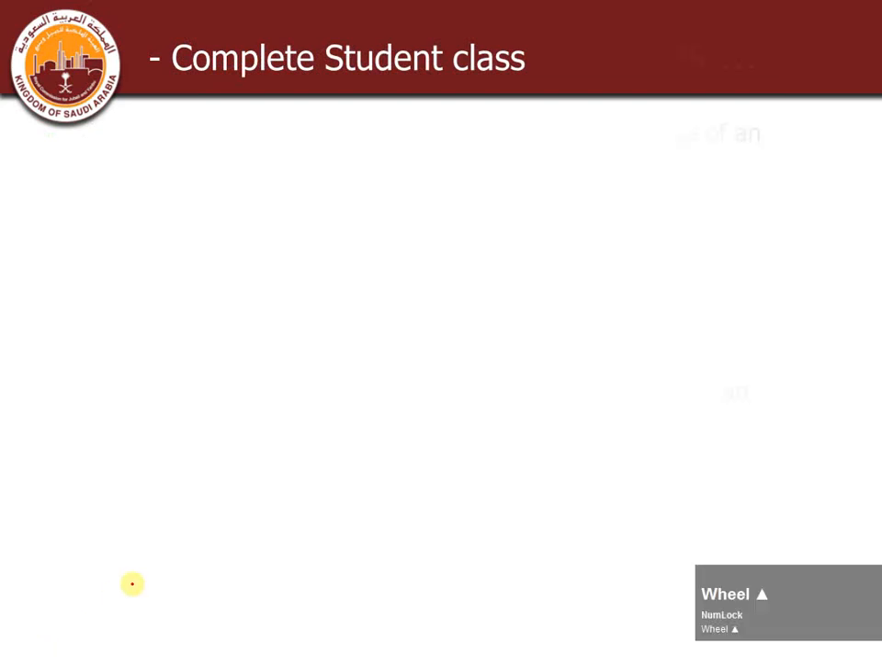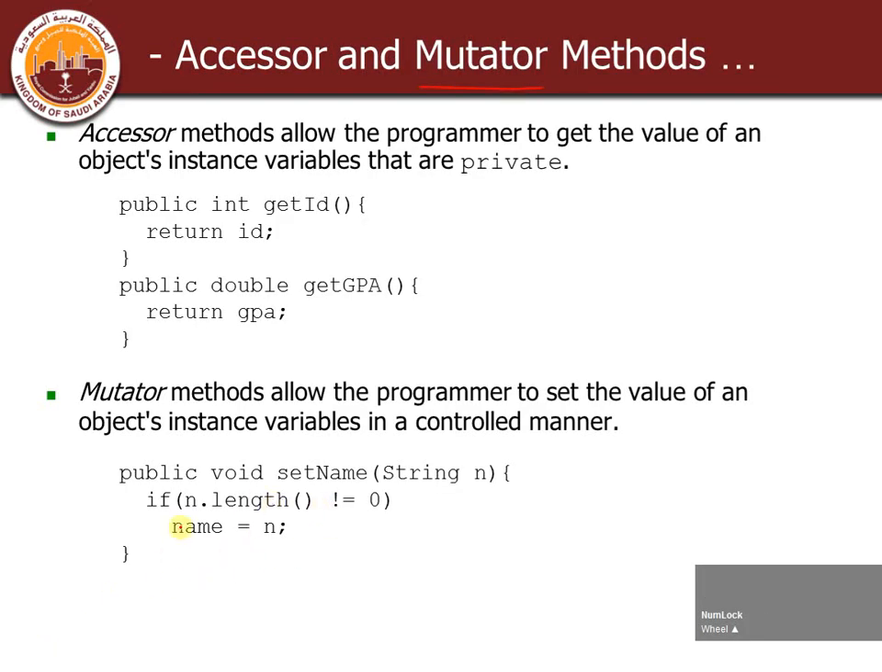And this is an example. Mutators are really interesting, and that's actually one of the benefits of making the instance variables private: you can control what you put inside of your variables. You don't have that control if you allow them to be public, and then the user can put anything, like a negative GPA, no problem. Or in this case, you can put an empty name.